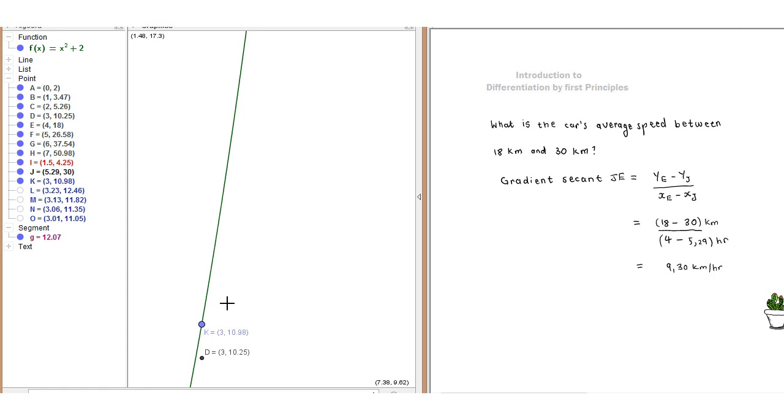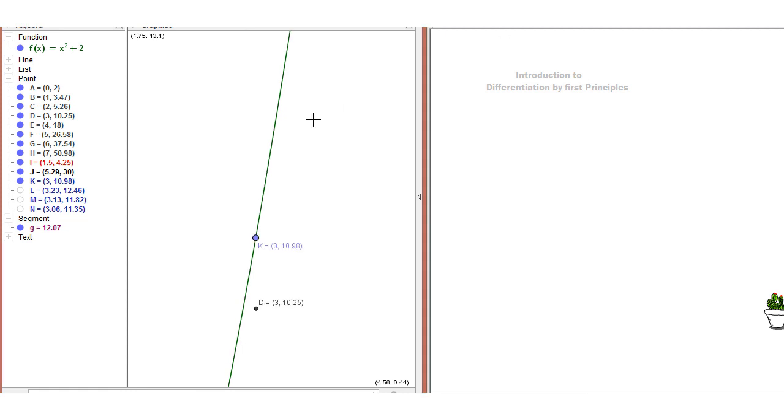But the problem then is that we can't calculate the gradient of the tangent line, because we saw with the previous example that when we calculate gradient we need 2 points. And when you have a tangent line, it's just going to go through this single point K. But that's where the maths comes in. So what if we started choosing points closer and closer to the time t, and calculated the gradient of those secant lines? When we do that, we can get closer and closer to the car's speed at exactly 3 hours.